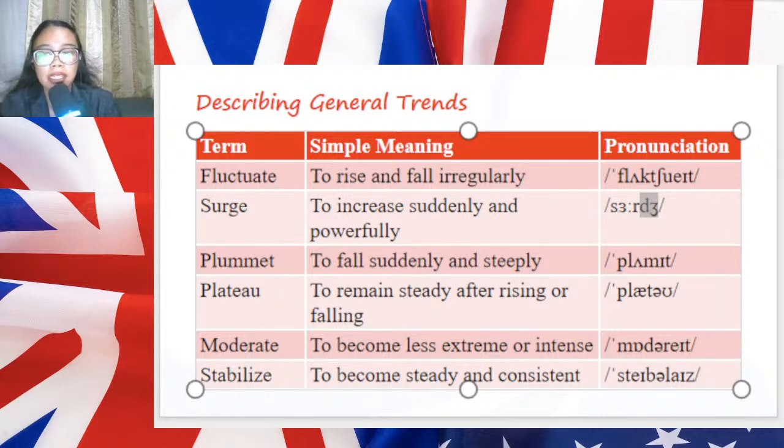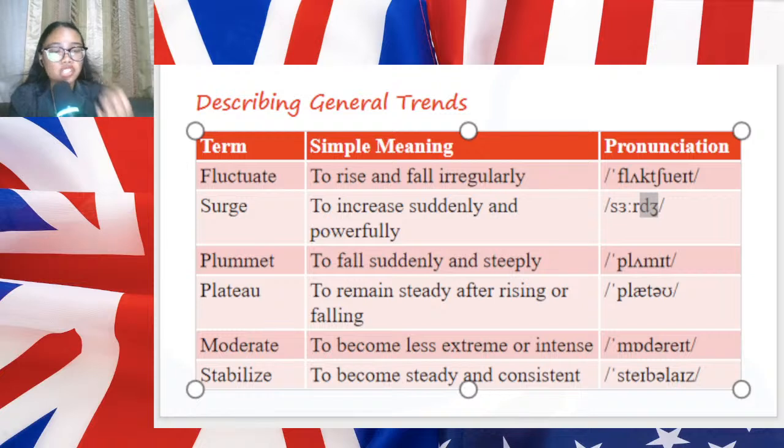Again, moderate. Next, stabilize. Again, stabilize. It means to become steady and consistent. So you can think of something becoming firm and not moving. That is stabilize. So when something stabilizes, it means it stops moving dramatically and it settles into a steady, consistent state. It often implies that something that was previously unstable or volatile has now found a balance.